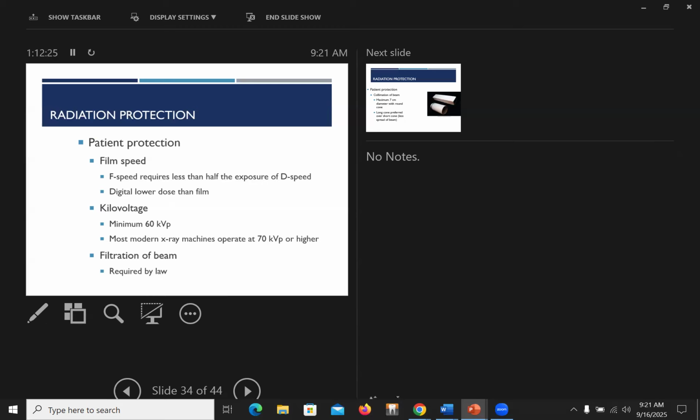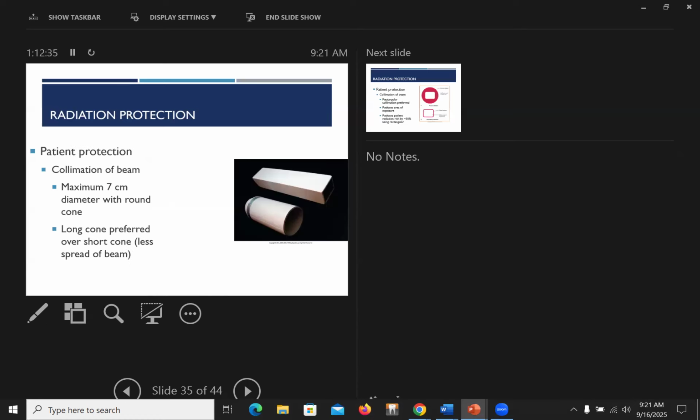Kilovoltage, we've talked about that, the power of the photon. The filtration of the beam reduces all the weak, unnecessary X-ray photons through that aluminum filter, and then collimating the beam. This is just review. With collimating the beam, the rectangular is going to have less radiation.